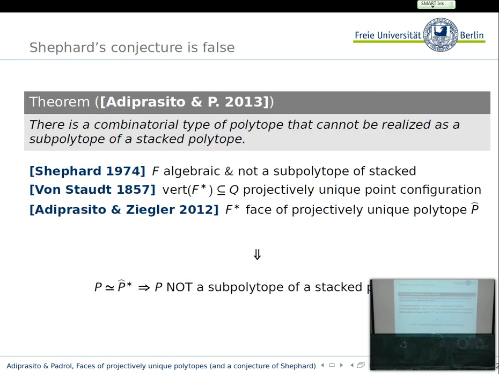So finally, we have just found, starting with Shephard's counterexample, a polytope which cannot be a subpolytope of a stacked polytope. And the steps are just: start with Shephard's polytope, a polytope that is not a subpolytope of any stacked polytope, but not for the combinatorial type, and then just fix the combinatorial type with projectively unique. And for this, we used Bokowski, and then the construction of Adiprasito and Ziegler. And you get this polytope. This combinatorial type is not a subpolytope of any stacked polytope.